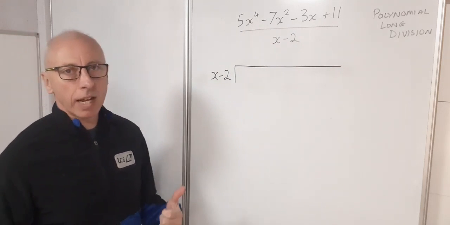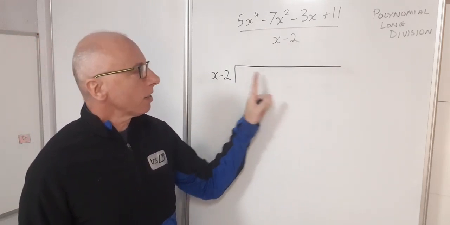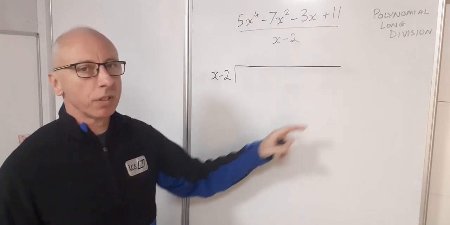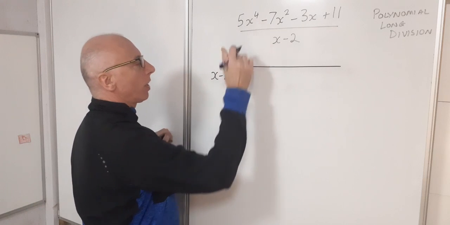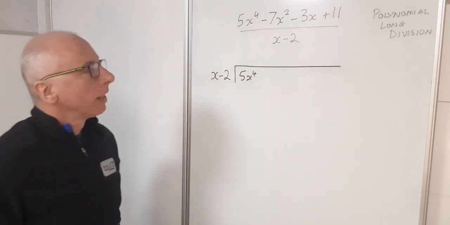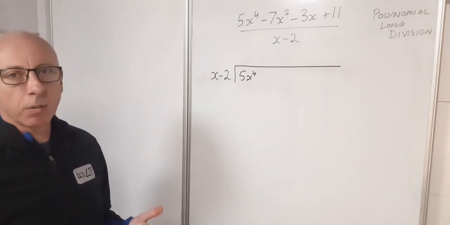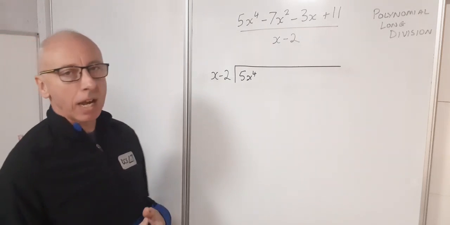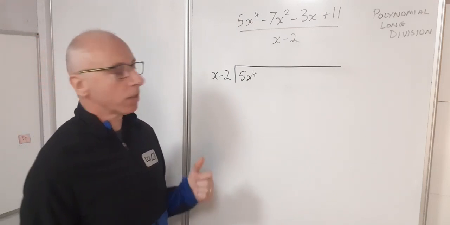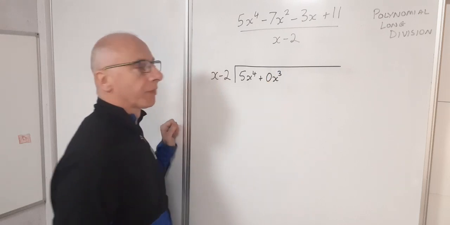Now we've got to be careful how we do that. We put the higher indices of the x on the left-hand side and reduce the index value as we go along to the right. The highest one here is x to the 4, so we've got 5x to the 4. Now we don't have an x cubed, but to help us with our working out, I'm going to put one in. As x cubed is not in there, I don't want to change the value, so I'm going to add 0x cubed. You'll see why in a moment.